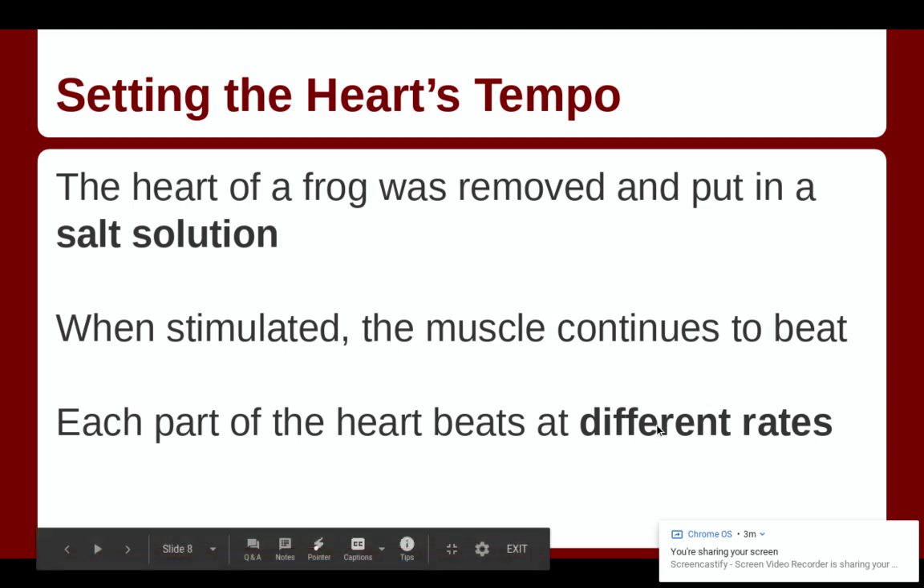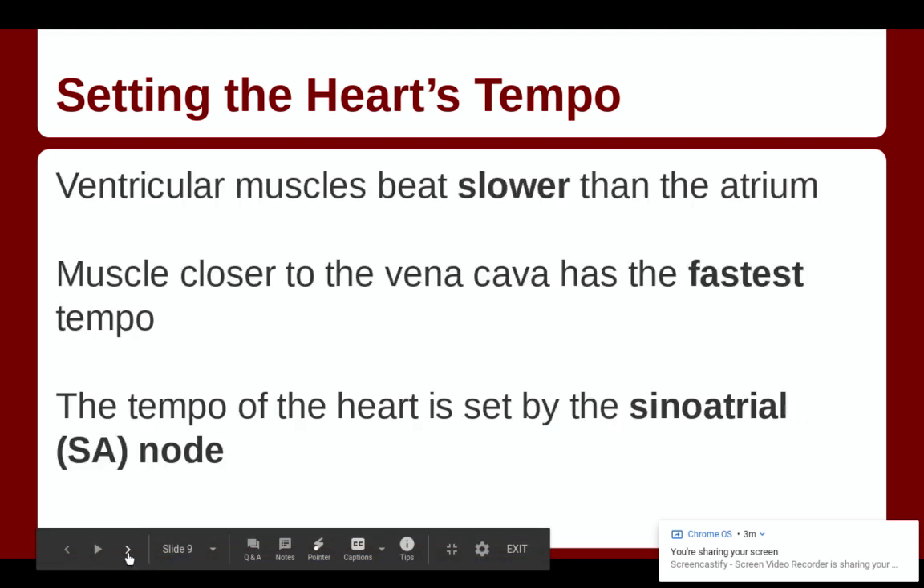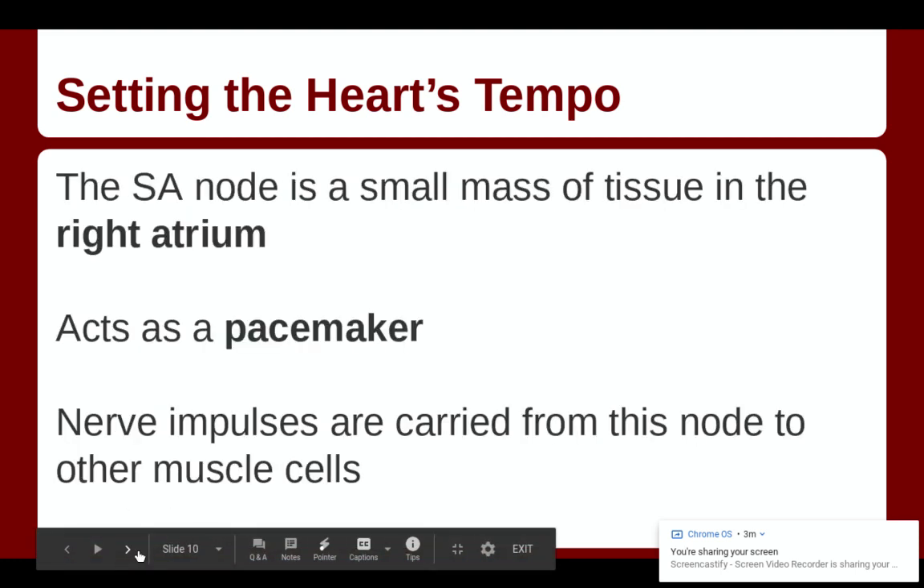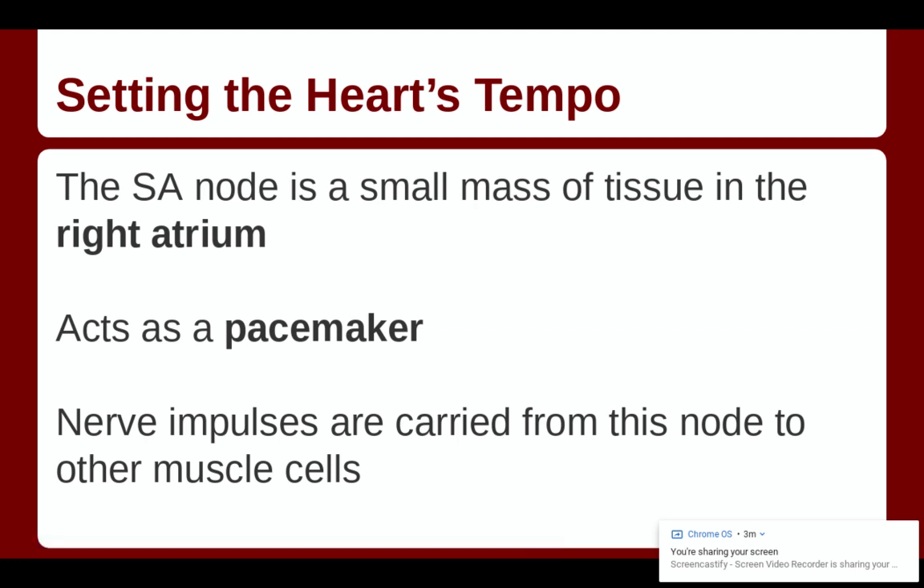Each part of the heart beats at a different rate. We have our ventricular muscles beat slower than the atrium. The muscles closer to the vena cava have a faster tempo, and the tempo of the heart is set by our sinoatrial node, or SA node, which is a small mass of tissue located in the right atrium. This acts as our pacemaker, which sets the rate of our heartbeat.